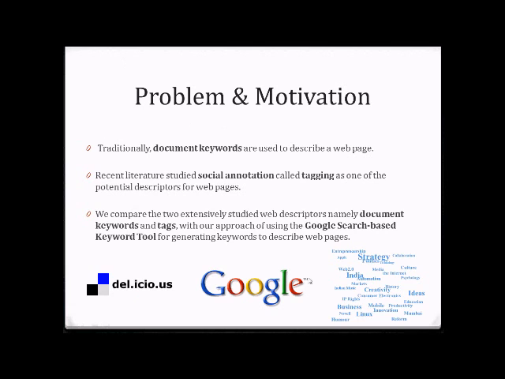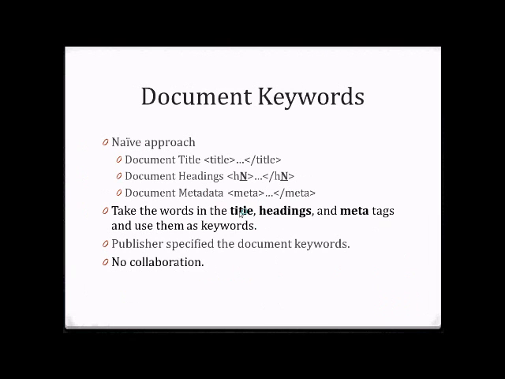Recent research studied social annotation called tagging as one of the potential descriptors for web pages. Here, in this survey, we are comparing two extensively studied web descriptor algorithms, namely, document keywords and tags with our approach of using Google search-based keyword tool. Let us see each of them in more detail.